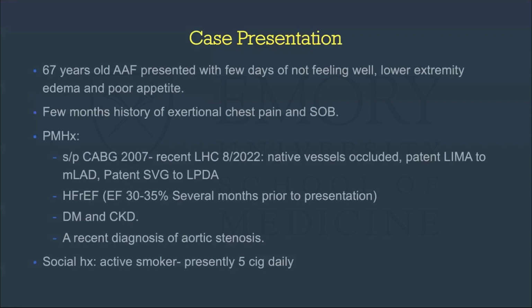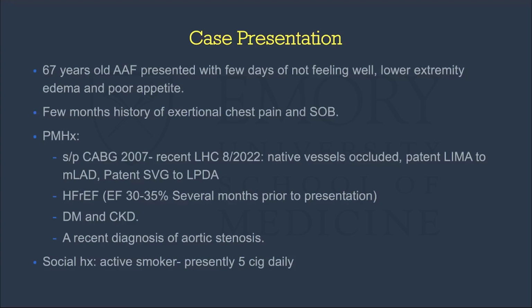So we'll start this presentation with a case of a patient, a 67 year old African-American female who presented with a few days of not feeling well and lower extremity edema with poor appetite. She had a few months of history of exertional chest pain and shortness of breath. Her prior history includes coronary artery disease. She had bypass in 2007 and a recent left heart cath a few months ago that showed native vessels that were almost occluded, and she had a patent LIMA to LAD and a patent venous graft to the PDA.